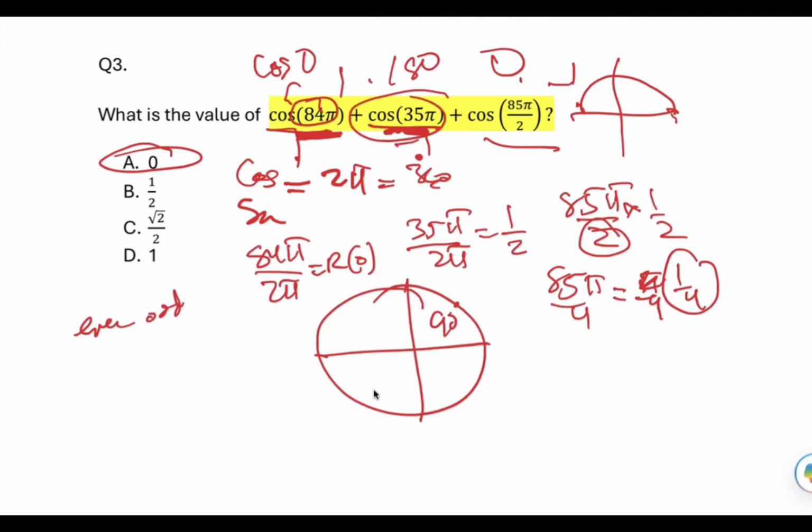This is an odd number. It should be negative, and you have to calculate this. And you say this is because of the half function, it will square it up and everything will cancel out and you'll be left with 0. So this is the way you solve this question.